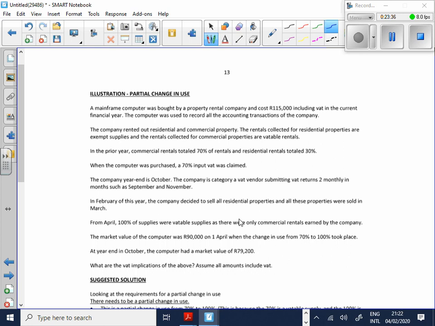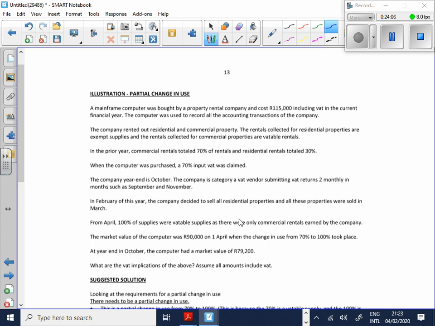Next one. A mainframe computer was bought by a property rental company and cost 115, including VAT, in the current year. The computer was used to record all the accounting transactions of the company. The company rented out residential and commercial property. So residential is exempt, commercial is vatable. Does this make sense?